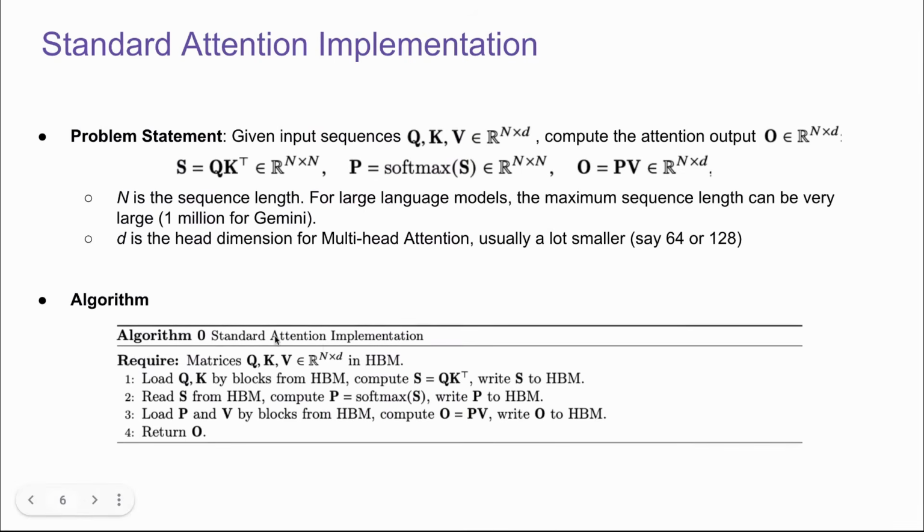So this is the standard attention implementation. The matrices Q, K, V are usually stored in HBM. In the first step, we load Q and K from HBM and then compute S. Afterwards, we write S to HBM. This is because S is too big to store in SRAM since its size is n by n. Then we read S from HBM, compute the softmax probabilities, and write P to HBM because P is also n by n. Then we load P and V by blocks from HBM and compute the outputs, and write the output to HBM.